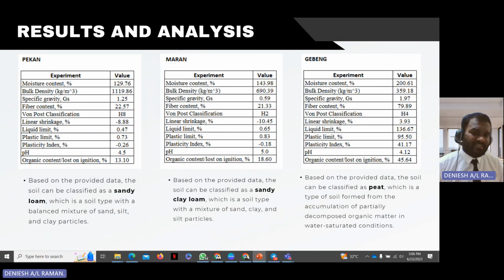First, let's look at the soil classification. Based on the various characteristics from lab testing, like moisture content, bulk density, specific gravity, fiber content, von Post scale classification, linear shrinkage, liquid limit, plasticity index, pH level, and organic content, we can produce the data. The Pekan soil can be classified as sandy loam, the Marram soil can be classified as sandy clay loam, and the Gambang soil can be classified as peat soil.